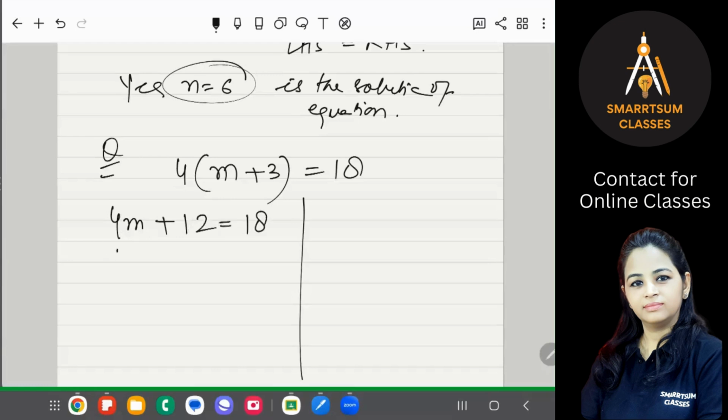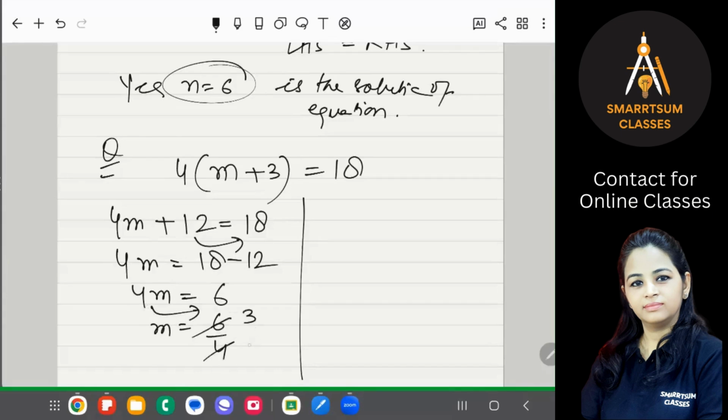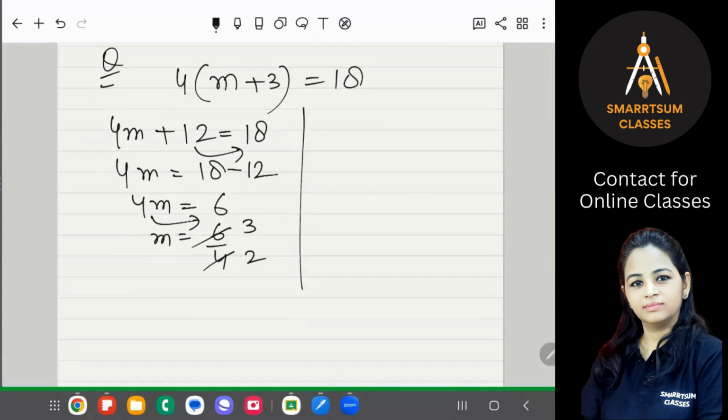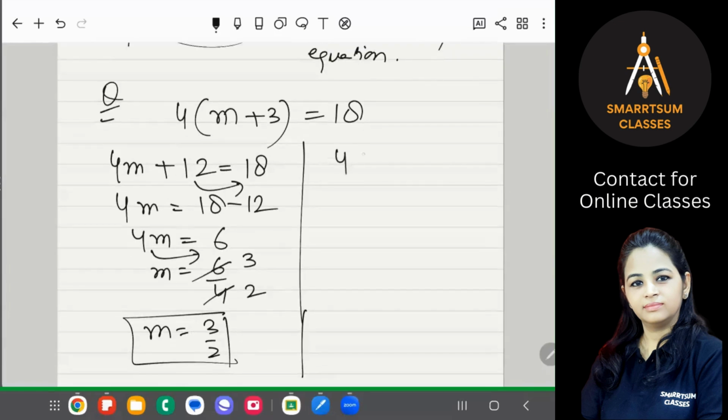is equal to 80. Now 4m, take 12 to the other side, it will go in subtraction, right? So 18 minus 12 is 6, this is 4m. Now you will take 4 to the other side, m will be 6 by 4, right? 2, 3 times is 6 and 2 times is 4. So the value of m is equal to 3 by 2. Right? One method.